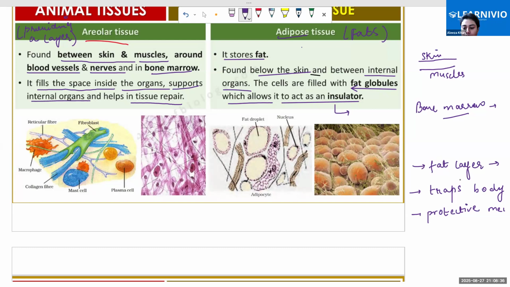Ma'am, what are fat globules? Fat globules are a kind of deposition. Globules are in the form of circles. Globule relates to the shape of the fat. If you can see in this diagram, are you able to see it? These are the fat globules.